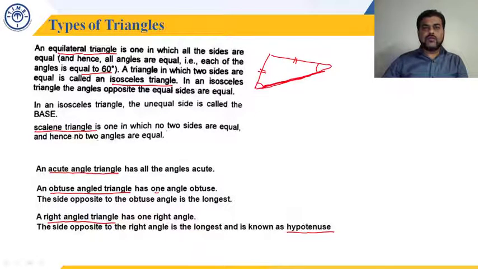Okay. Fine. So there are 2 classifications of triangles. One is based on sides, another one is based on angles. Based on sides you have equilateral triangle, isosceles triangle, scalene triangle, and based on angles we have acute angle triangle, obtuse angle triangle and right angle triangle.